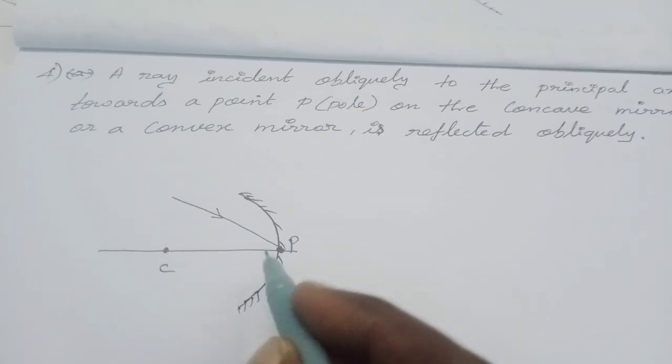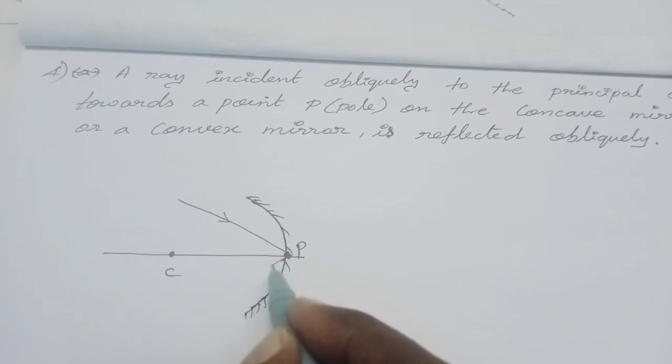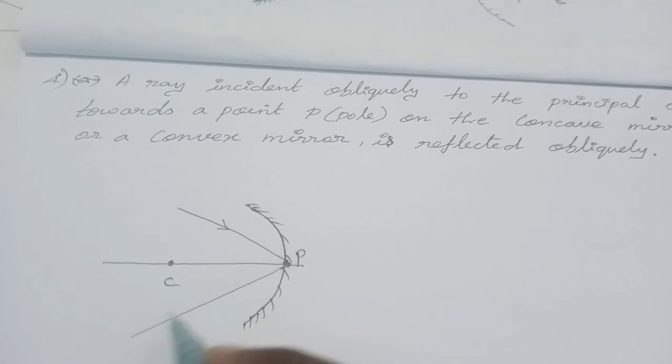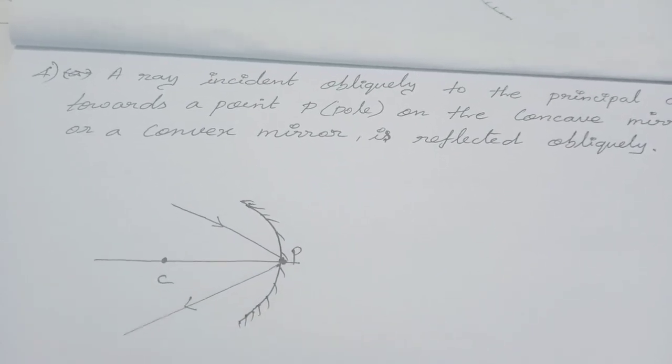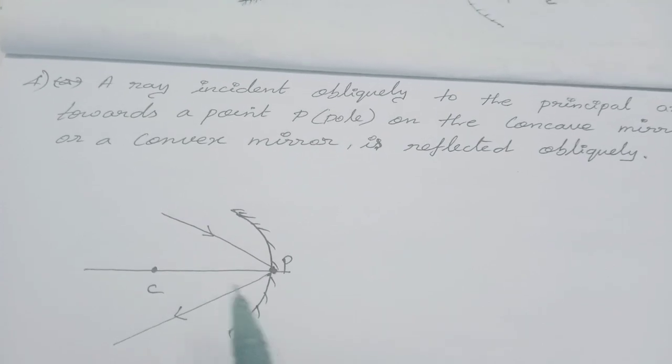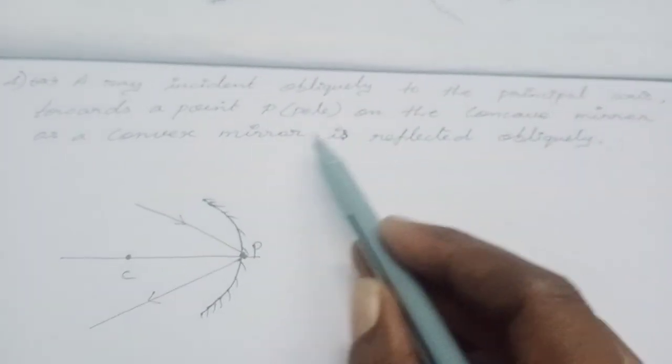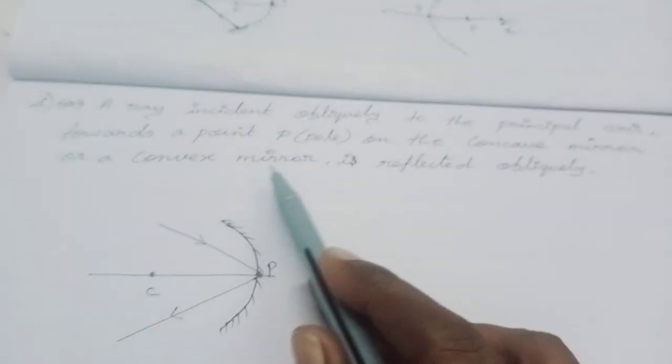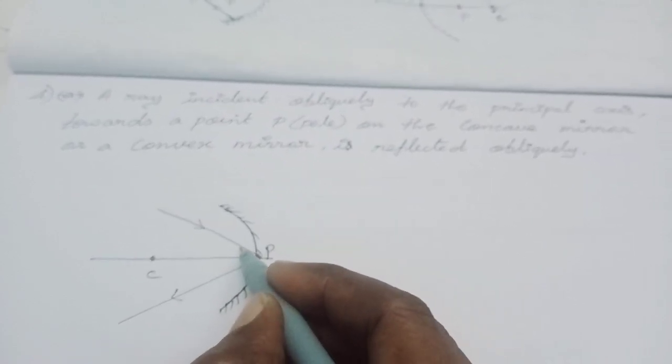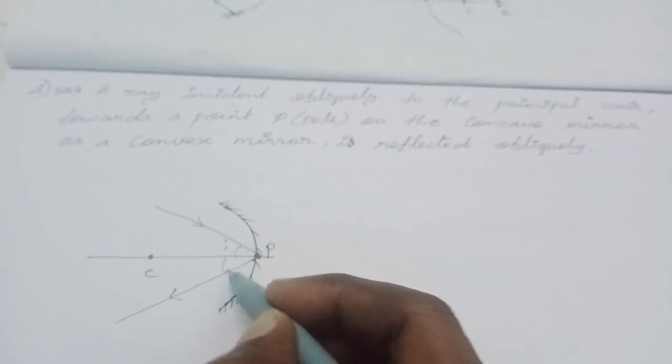So this is the incident ray. We know after reflection what will happen? It is reflected back like this. So this is the reflected ray. So it means what? The ray which is incident obliquely to the principal axis towards a point P on the concave mirror or a convex mirror is reflected obliquely. It gets reflected obliquely. It means the angle of incidence will be equal to the angle of reflection.